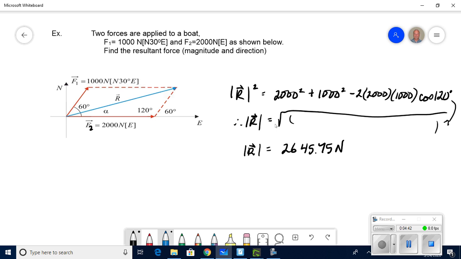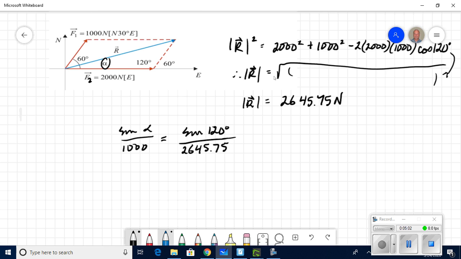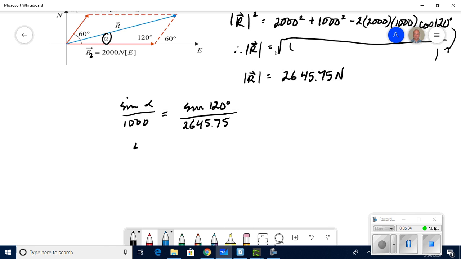Okay, the direction. I'm going to use the sine law. I want to find this direction here. So I'm going to set this up really quite easy. We've done quite a few of these before. Hopefully you've done some of these questions back in grade 11 math. Cross multiply, and after a little bit of work here I get 19 degrees.